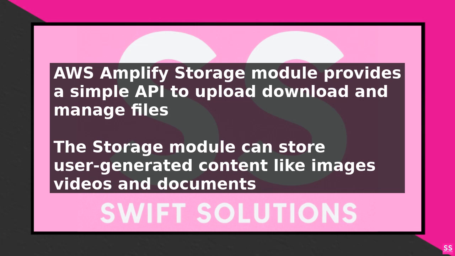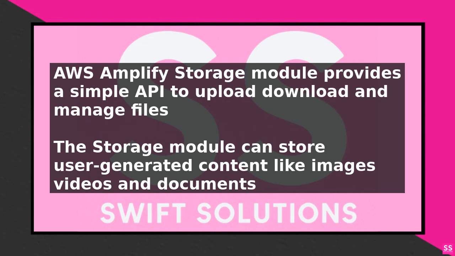After adding the storage module, you need to configure the module to use your S3 bucket. You can do this by providing the bucket name and the region where your bucket is located. Once you have configured the storage module, you can start uploading and downloading files to and from your S3 bucket.